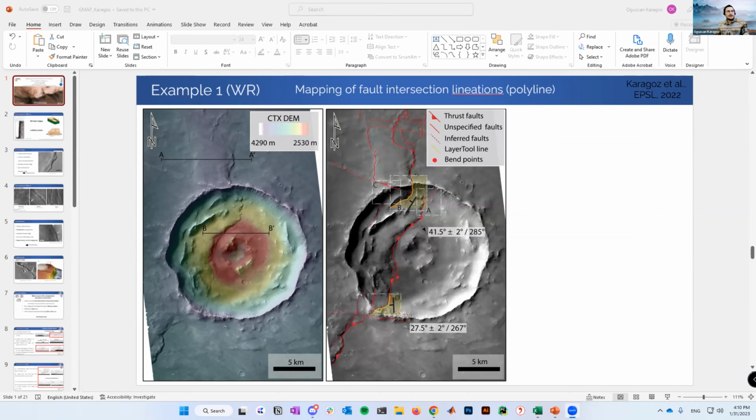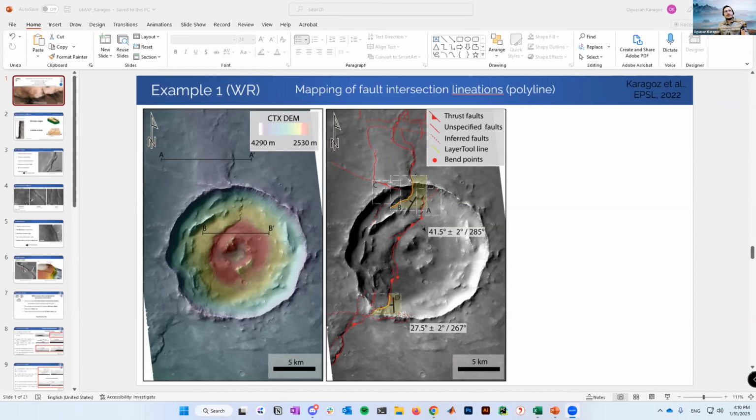If you go into detail, by the way, these are CTX images. You can see we mapped a lot of different lines here. They are not always faults. We can call them fault intersection lineations; in other words, they are lineations that seem likely to be faults. By mapping them, we can then use the layering tool to measure the dip amounts and the azimuths, how they look. But it's not always easy because you can't easily see them.